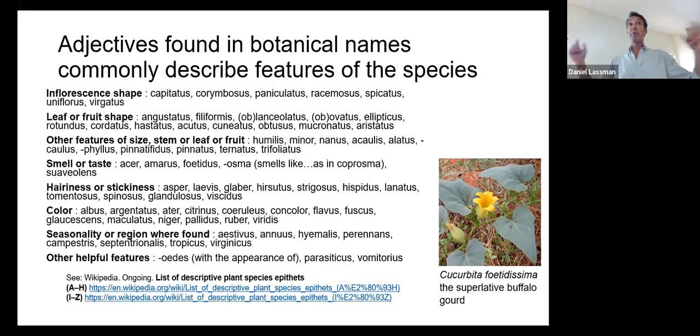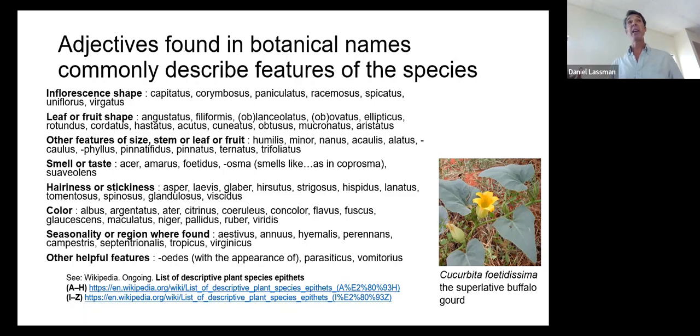Obtusus, pretty obvious, sort of not very pointed. Acutus means pretty pointed. Other features of the leaf, size, stem, or fruit. Other features that describe the shape of the plant, like low growing is humilis or nana or nanus. Stemless is acaulis. There's just a bunch of words that describe the shape of the growth form of a plant.